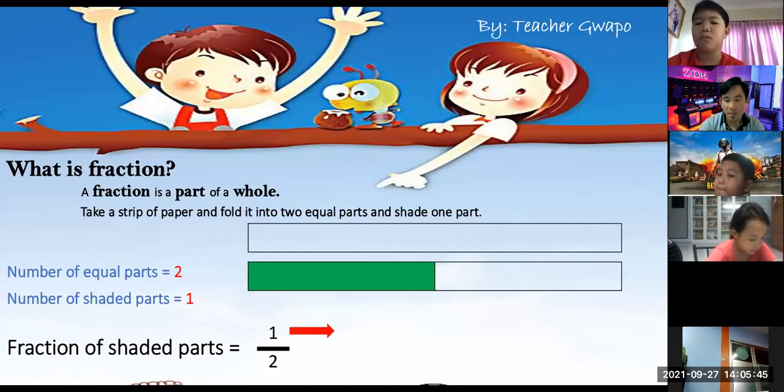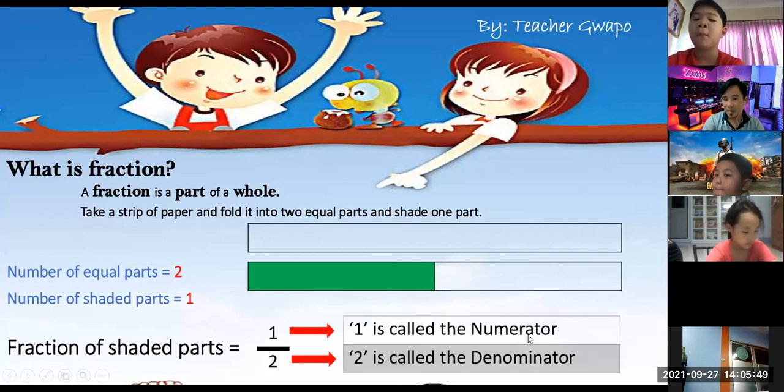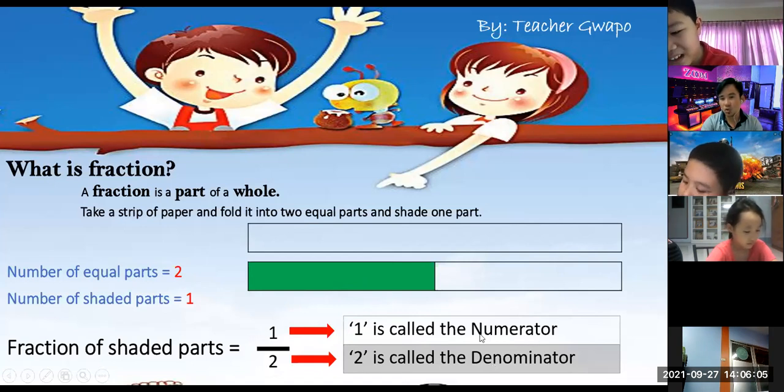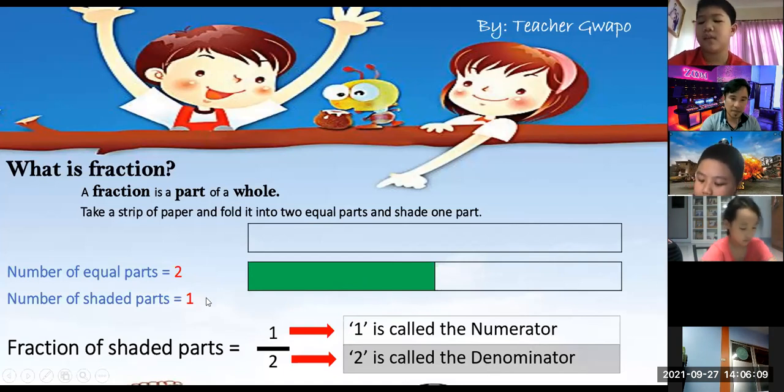So the number 1 we call the numerator, and the number 2 is called the denominator. Don't forget this in your final test. The number 1 is called numerator. And the number 2 that you can see here is called denominator. So don't forget these 2 words, numerator and denominator, okay?